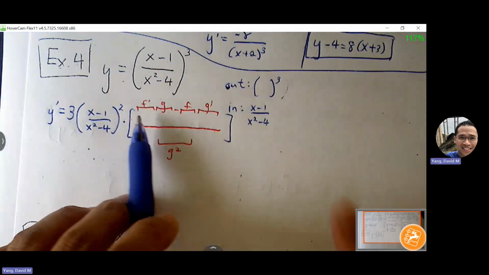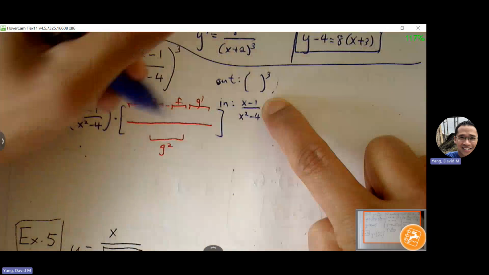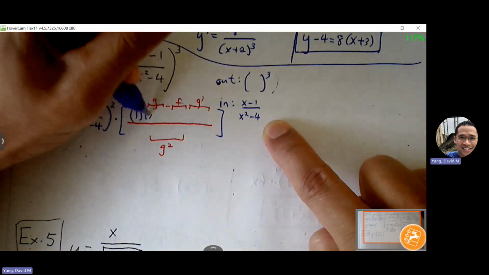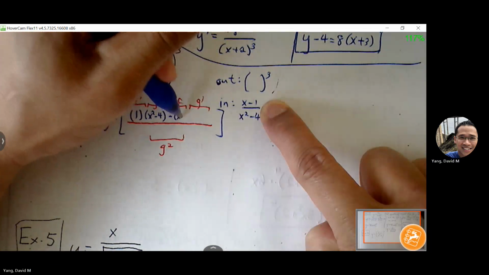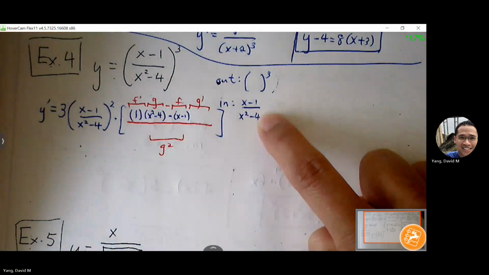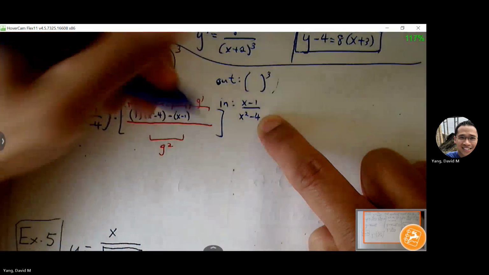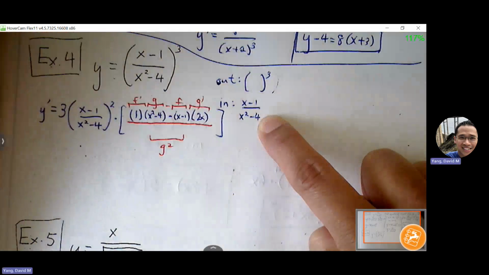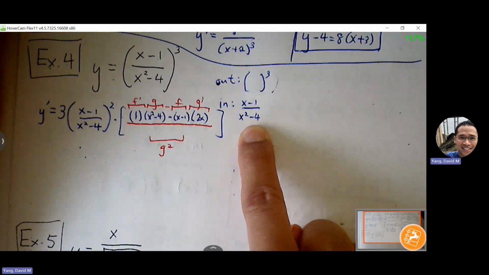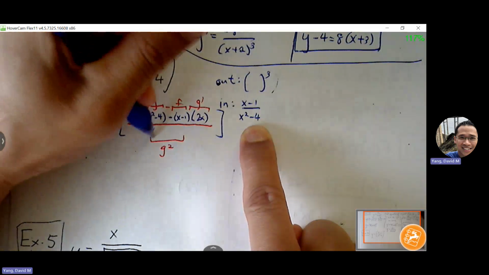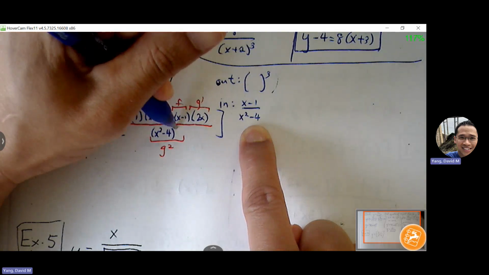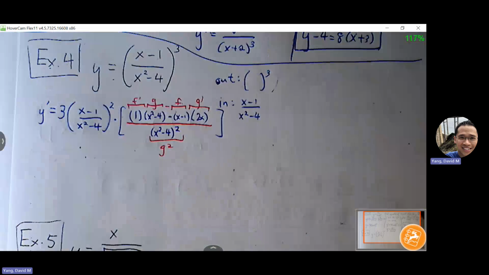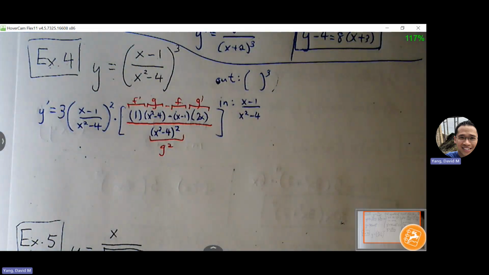Okay, f prime, g, no changes, back to f, g prime, all over denominator squared, which is what? x squared minus 4 squared, right? So we don't want to square what's inside the parentheses. Just leave the exponent outside as you see it.